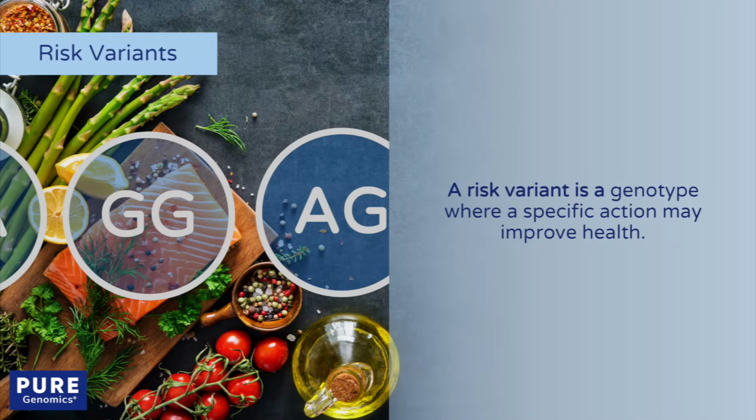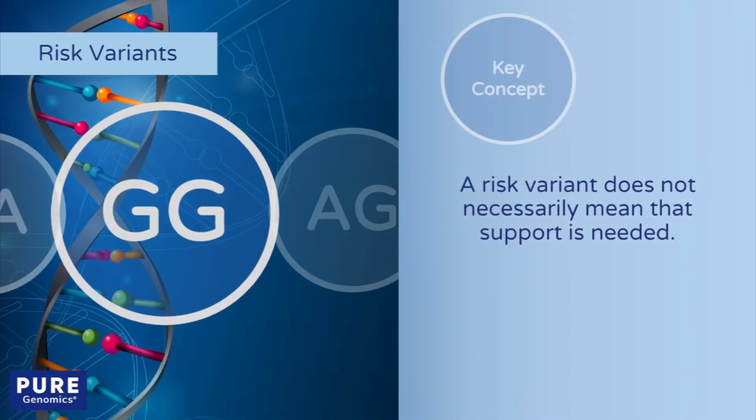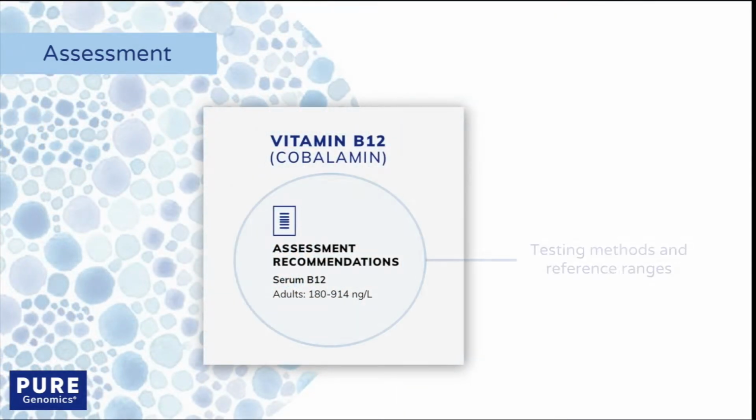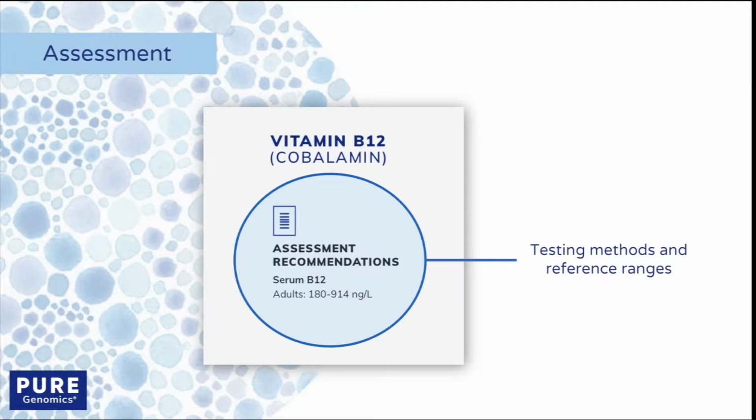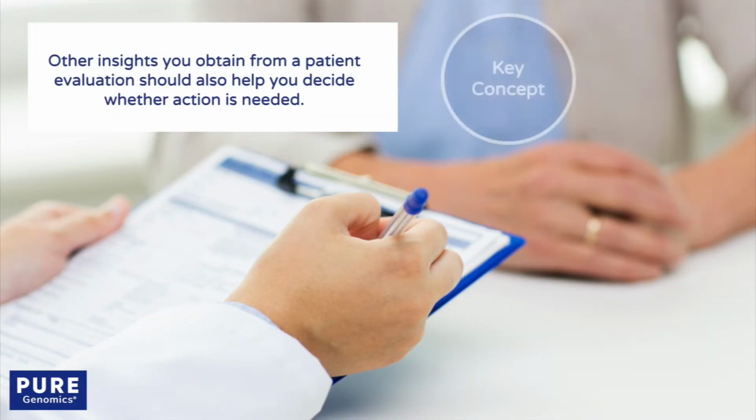A risk variant is a genotype where a specific action, such as a dietary or lifestyle modification, may improve health. A risk variant does not necessarily mean that nutritional or lifestyle support is needed. Further testing can help you confirm the need for nutritional support. Refer to the assessment recommendations for testing methods and reference ranges. Other insights you obtain from a complete patient evaluation should also help you decide whether action is needed.